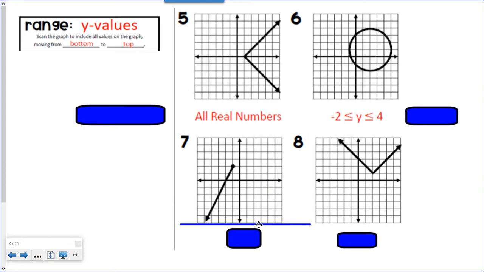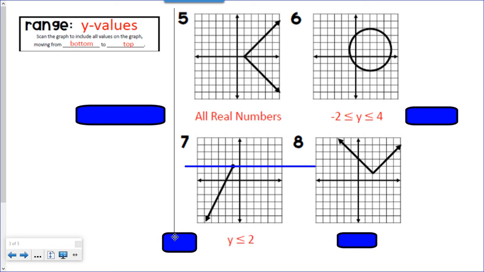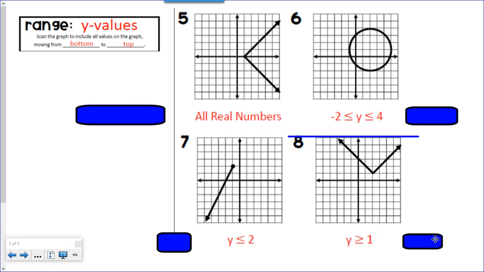Okay, the next example, again, we have a ray. This appears to be the lowest y value, but we see there's an arrow, so we know it's going to decrease to -infinity. And the highest it can be is right here at 2. So y is less than or equal to 2. And our final graph, this is the absolute value graph. Our lowest point is right here at 1, and it increases to infinity. So y is greater than or equal to 1.